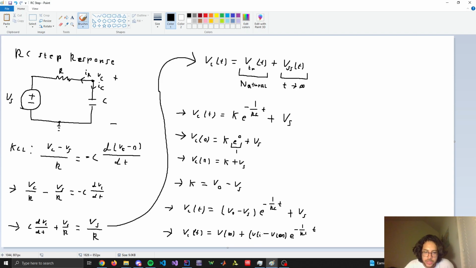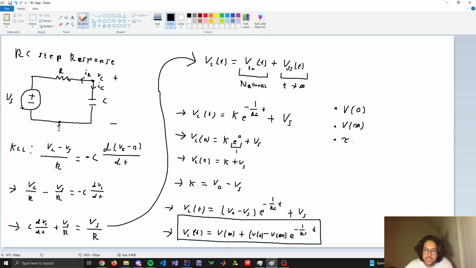Yes, V of 0. This is not really called anything. It's more like just the general strategy, or the general equation used to solve these RC circuits. So the general strategy is to first solve for V of 0, and then solve for V of infinity, and then solve for the time constant tau, which is R times C. Those are the three things you really need to solve the step response for the RC circuit.